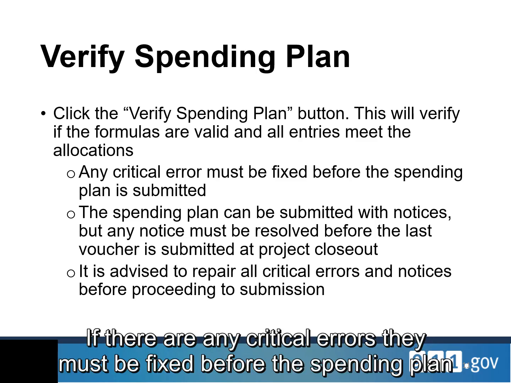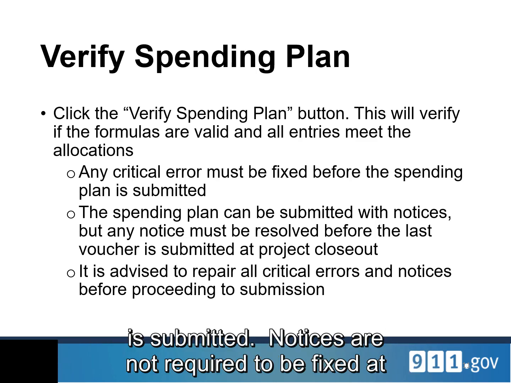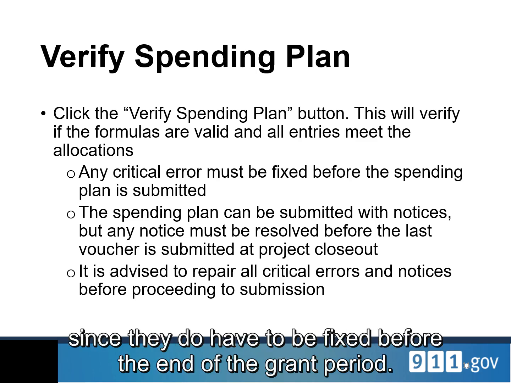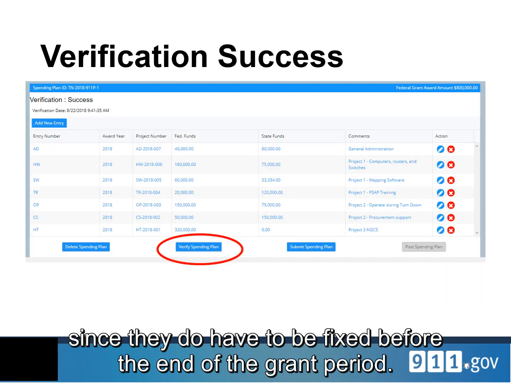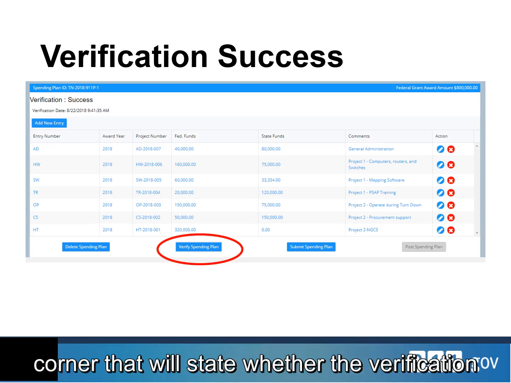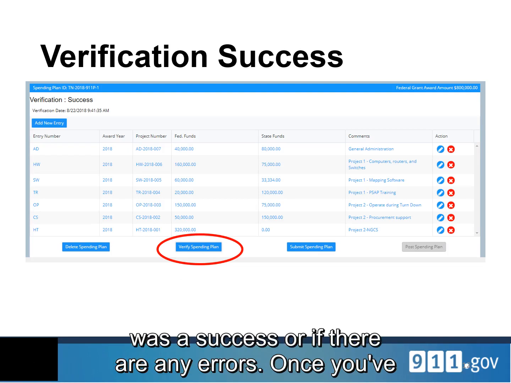If there are any critical errors, they must be fixed before the spending plan is submitted. Notices are not required to be fixed at this point in time. However, it is a good idea to fix them, since they do have to be fixed before the end of the grant period. Once it's verified, you will get a message at the top left-hand corner that will state whether the verification was a success or if there are any errors.